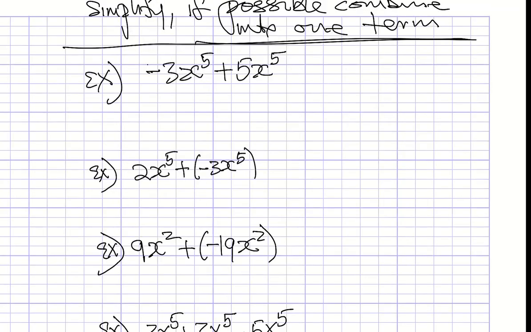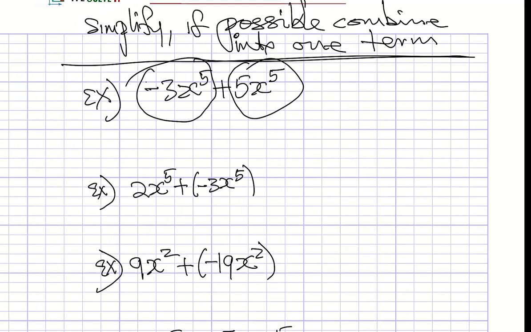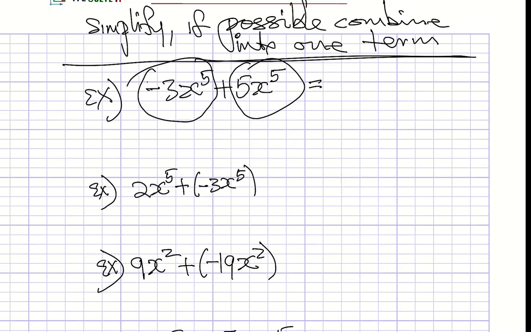Okay, let's look at these examples here. It says you need to simplify it. If possible, combine into one term. You remember what a term is? In a polynomial, this is a term and this is a term, so this polynomial has 2 terms. They just want you to simplify it, combining them into one term if possible. You see, it has common powers. Look at the constant: -3 plus 5 becomes 2.